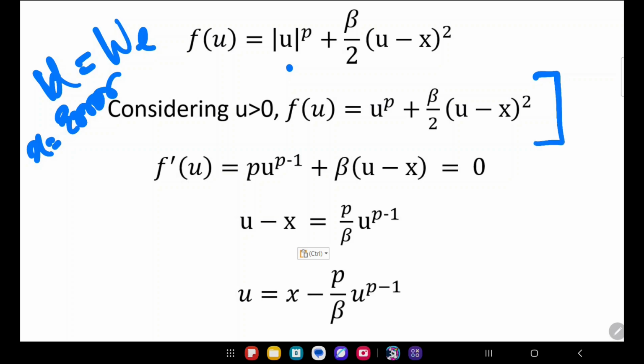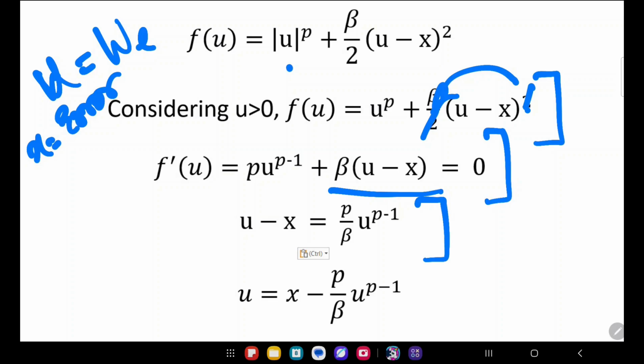Since we want to find the minimum u, we take the derivative: f dash u equals p times u to the power p minus 1 plus beta times (u minus x), and we equate this to 0. In the derivative the 2 comes before, so the 2 gets cancelled out. So we get this expression. Now we can do some rearrangement. u minus x equals p by beta u to the power p minus 1, which means u equals x minus p by beta u to the power p minus 1.